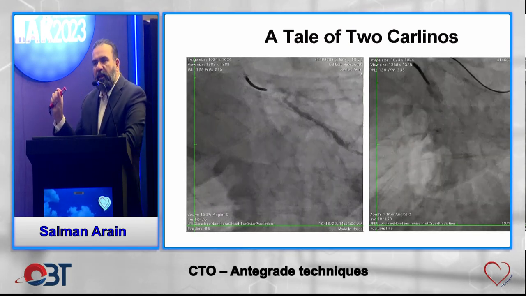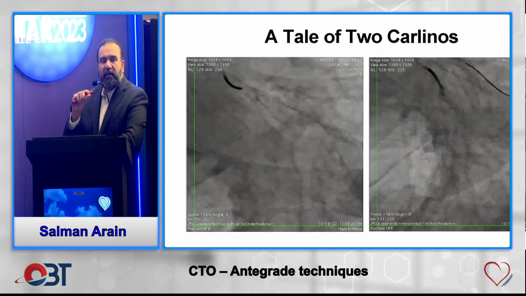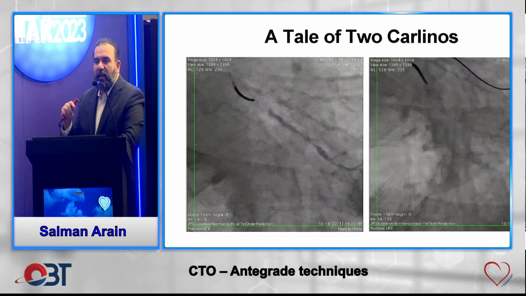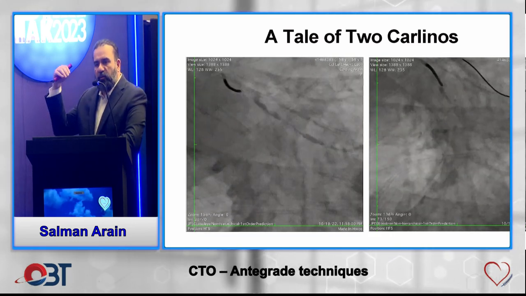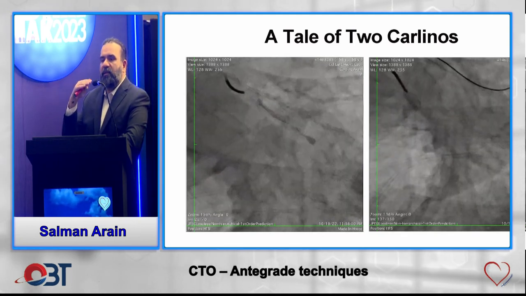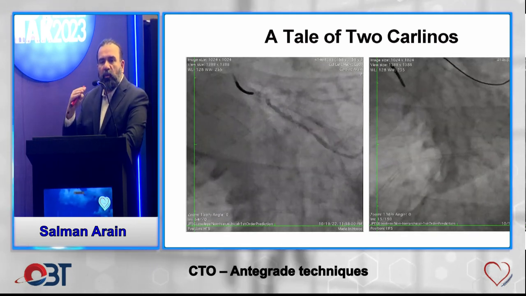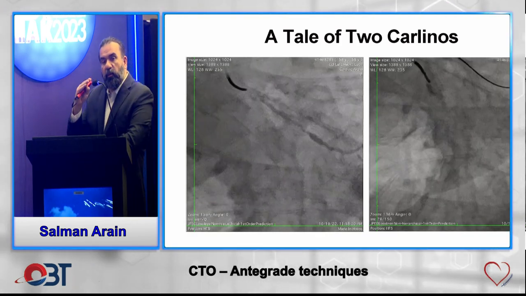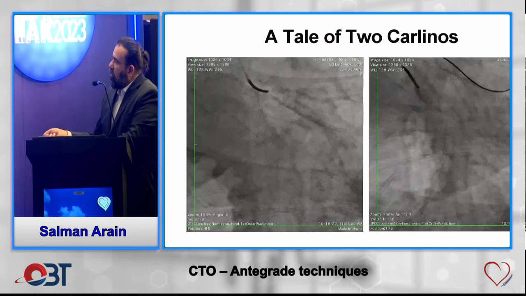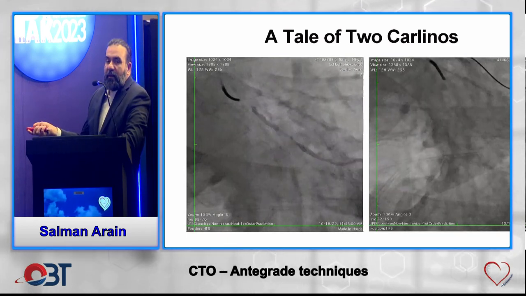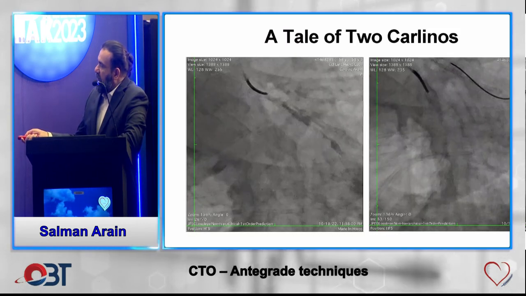Because naturally a CTO forms up to the limit of a side branch. Whatever the process is, it stops at the side branch, because in the side branch there's flow of blood, and blood flow doesn't let thrombus form there. That's why almost always, except if it's an ostial CTO, your CTO will always start at a side branch. So what happened here? The contrast came through the plaque, caused this subadventitial swelling, and it broke into a side branch.